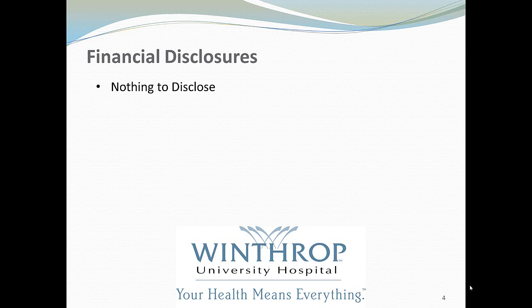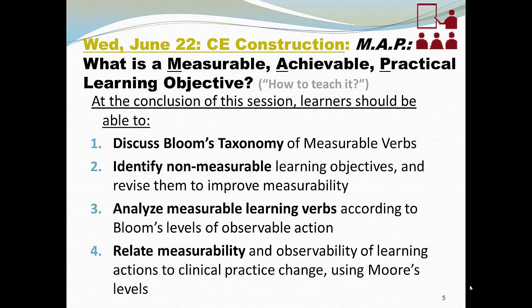So we have nothing to disclose, Jack and I, in the spirit of financial disclosures for CME. We want to go over what today's learning objectives are. First, we're going to discuss Bloom's taxonomy of measurable verbs. This is a really great resource for tuning up your learning objectives and asking: are what I want to accomplish and its parts going to be measurable, and does my choice of words and action verbs imply measurement? If it doesn't, it should, and that's where Bloom's taxonomy is a great resource.